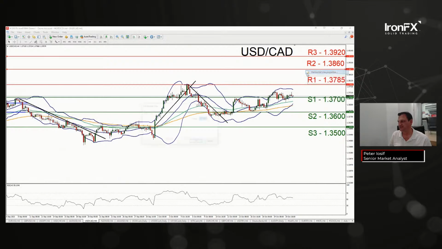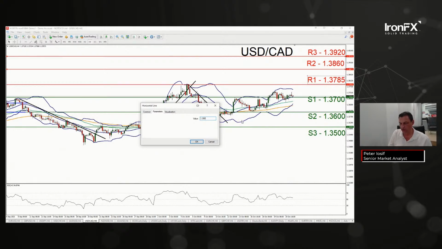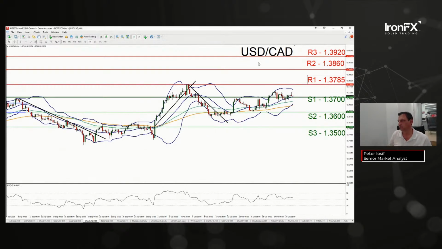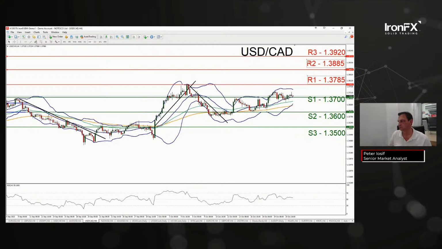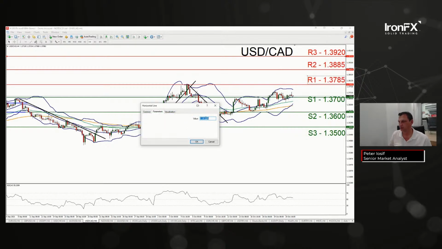The R2 now is being set higher at 1.3885. And the R3, we have moved it higher to the 1.3975. It's a bit of a distance here.